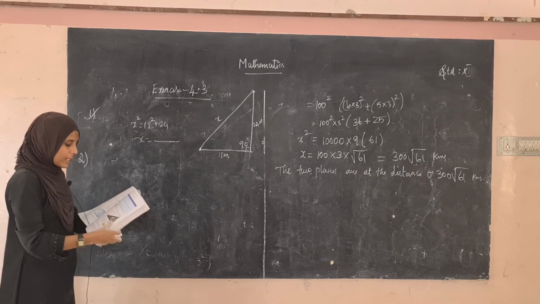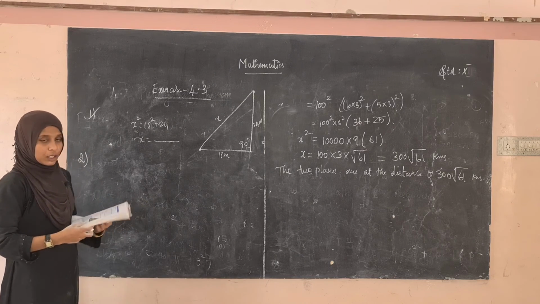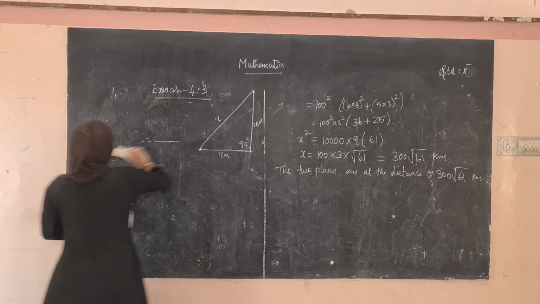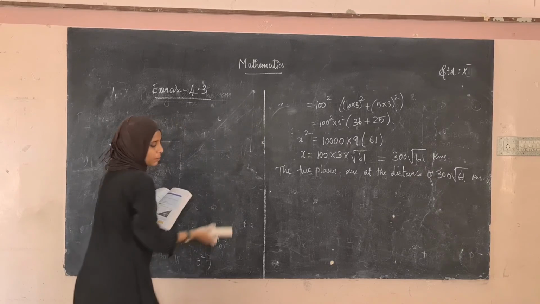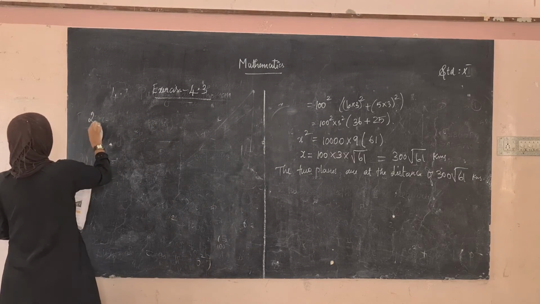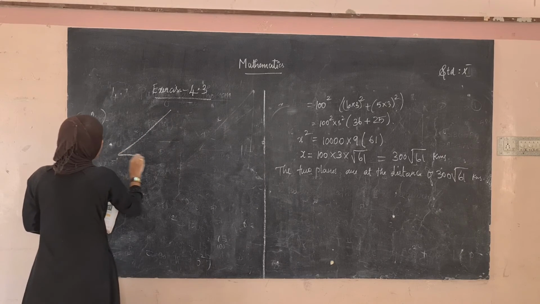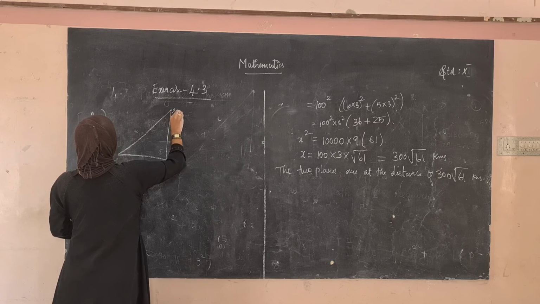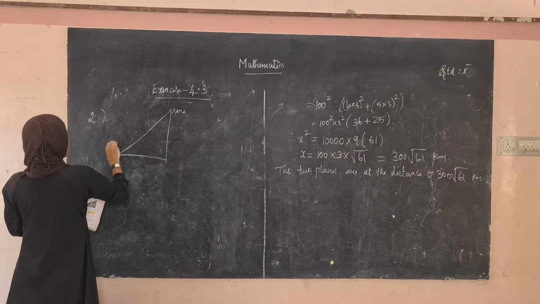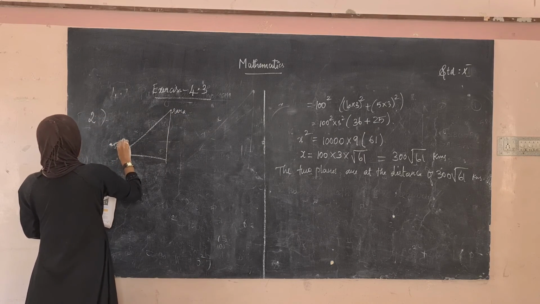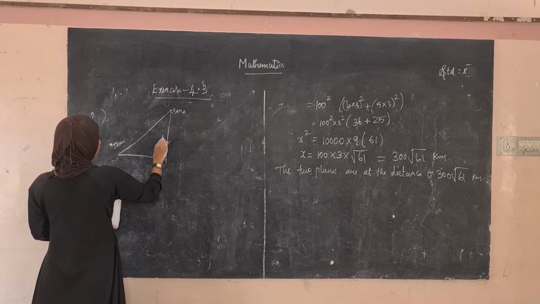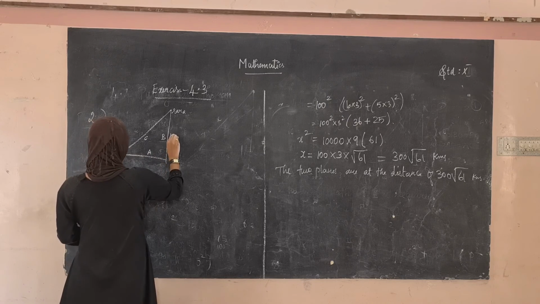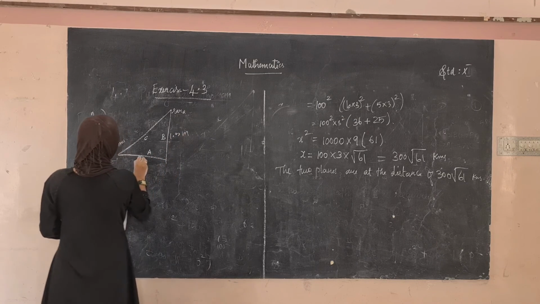There are two parts and they have given a diagram also. This is the diagram. Okay, this is Sarah's house and this is James' house. This is street B, this is street A and this is street C. So this is 1.5 miles and this is 2 miles.